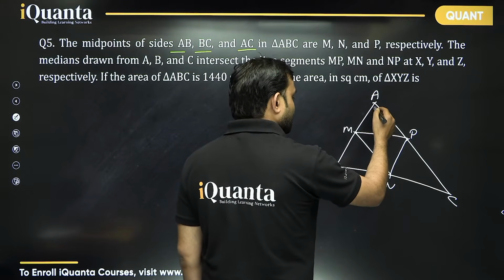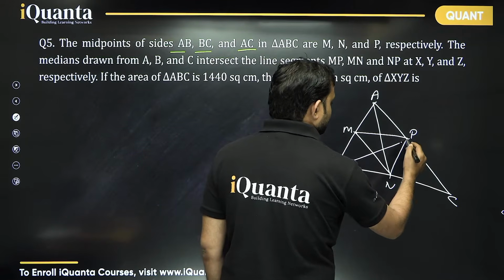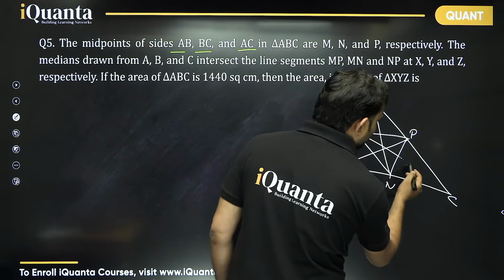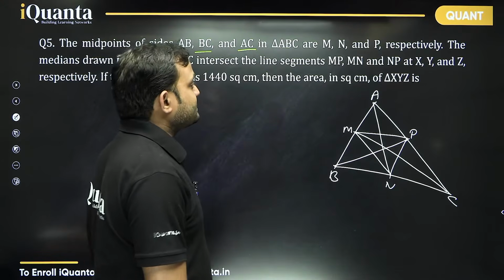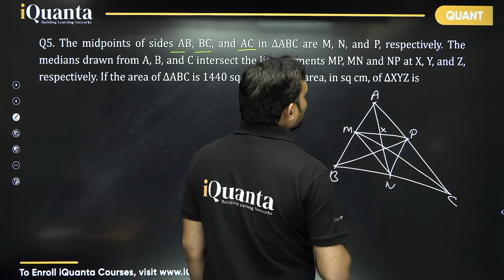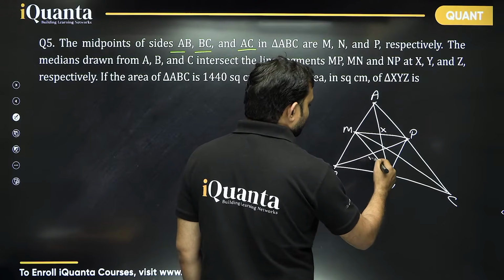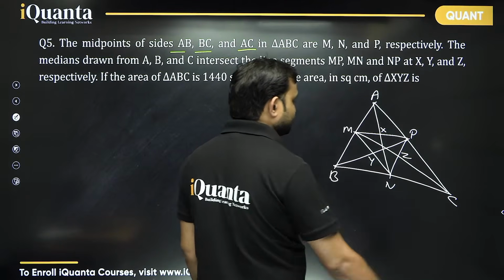So we can draw the median. N is the midpoint, so this is the midpoint. Then P is the midpoint, so this will be the median. M is the midpoint, so this will be the median, right? So in that situation, they are intersecting at X, Y and Z. So MP, MN, X, Y and Z.